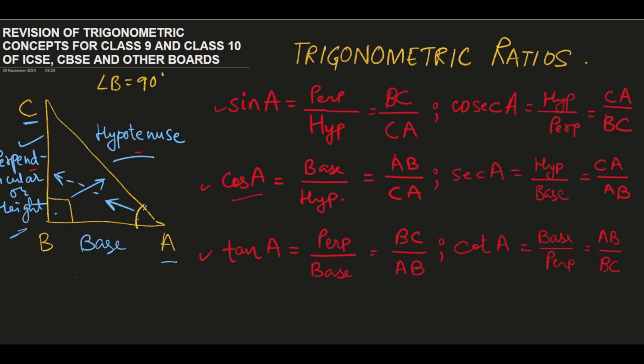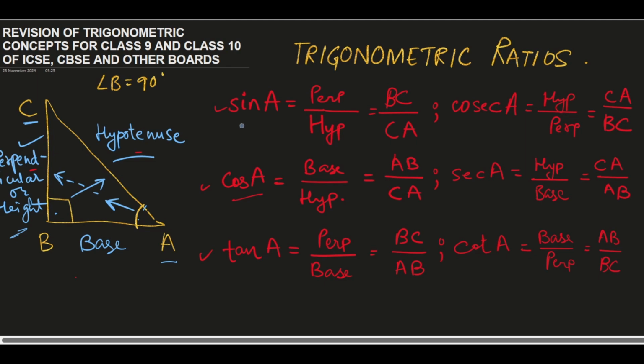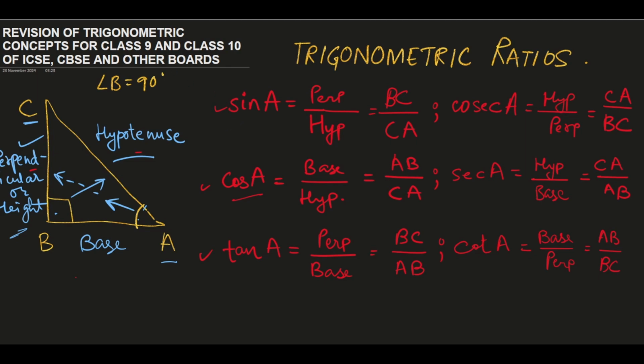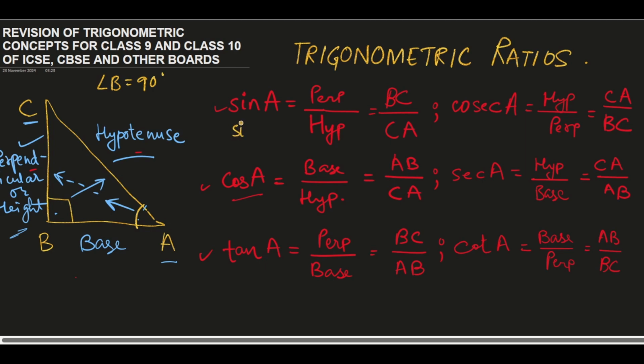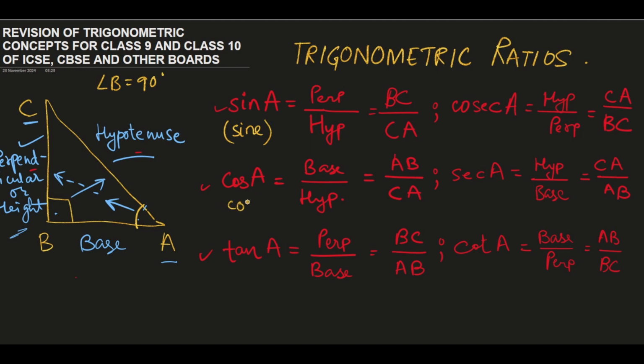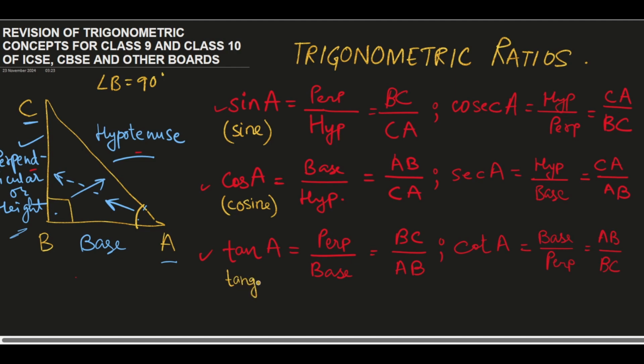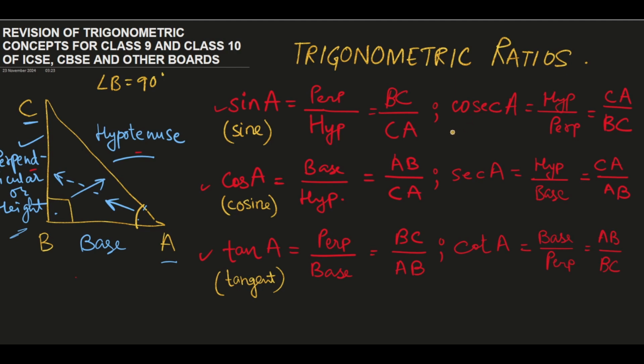Now I'll just write the full form. So this is nothing but sine. This is cosine. This is nothing but tangent. So this cosec is cosecant. This sec is secant. This cot is called cotangent.